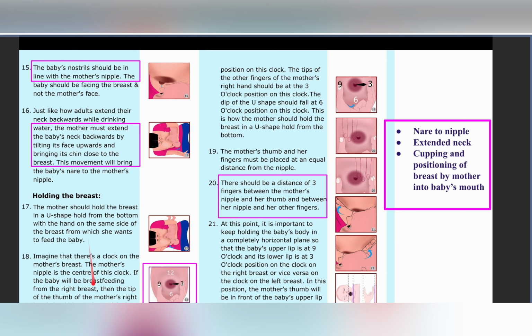Then we have also discussed the cupping and the positioning of the mother's breast into the baby's mouth. Please go through all the problems we have discussed before regarding the 3 o'clock, 9 o'clock position, and what is the finger distance between the nipple and the fingers of the mother, and how the entire positioning of the breast is being done, right?